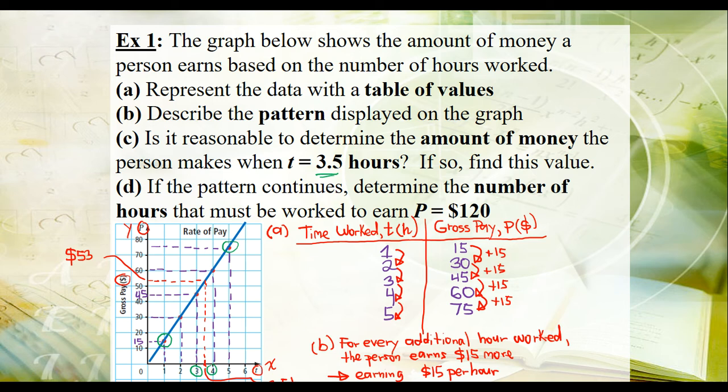Now for this one, it says D, if the pattern continues, determine the number of hours that must be worked to earn P is 120. If the scale of the graph went up high enough, you could use the line to figure out how many hours of work to get 120. But 120 would be somewhere like here, 90, 100, 110, 120. It's off the graph. So we can't use the graph to determine how many hours would result in $120 of pay. The other thing we can do is take the table of values and extend the table of values.